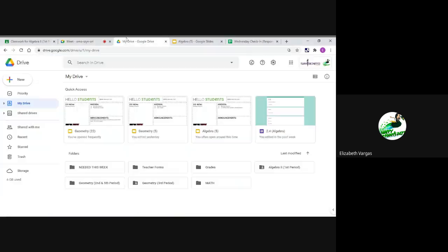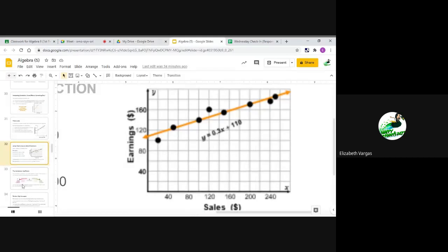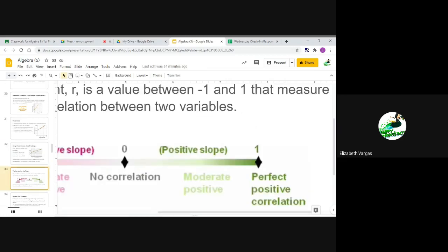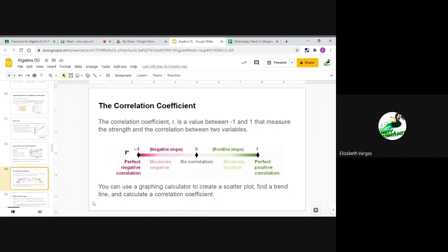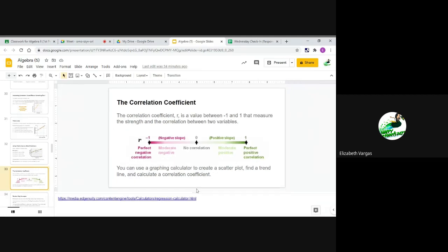Okay, so I'm going to show you what I mean by you can use a graphing calculator to find the correlation coefficient. So say we have this graph that we just looked at. And say I want to find what type of correlation I have here. And so the way that I would do that is I would use a correlation calculator. I'm going to use this one right here.